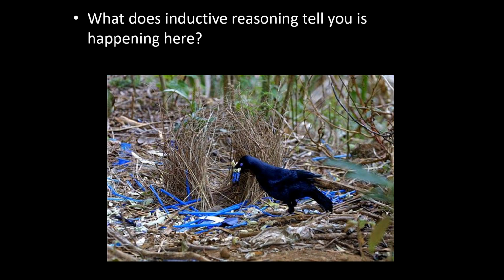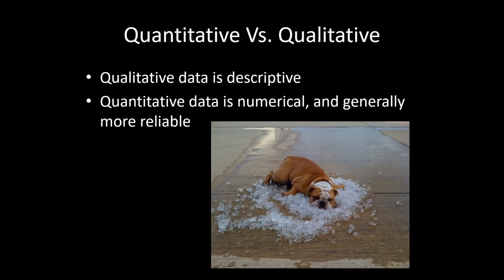What's the difference between qualitative and quantitative data? Qualitative means quality. So you're getting information like it's hot, it's cold, it's wet, it's dry. Words get used to describe qualitative data. Quantitative data, on the other hand, means quantity. It means numerical. You have a way to measure it. So if I were to ask you how this dog is feeling right now, you would qualitatively tell me, well, that dog's probably hot, and so it's laying in the ice to try to cool down.